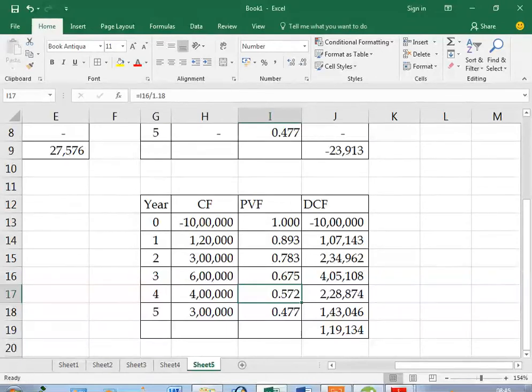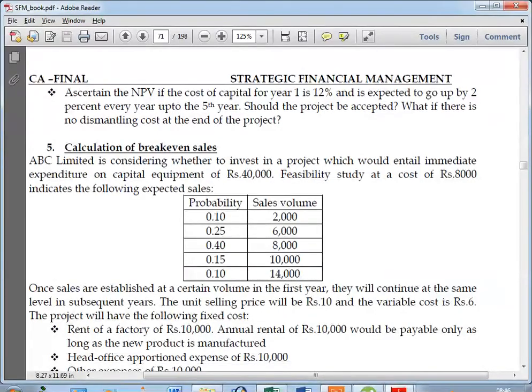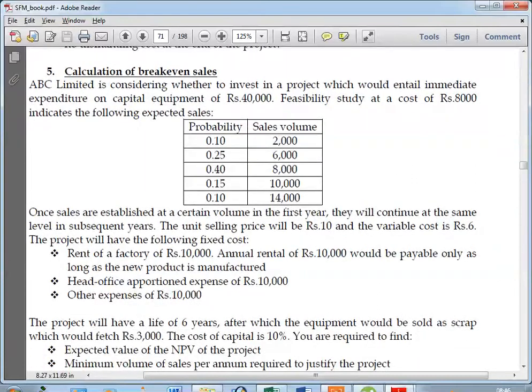Clear? Can we proceed? Any doubts? Can we? Go through question 5.